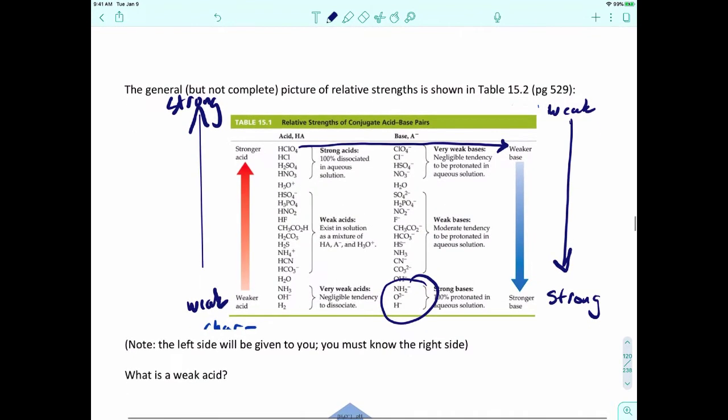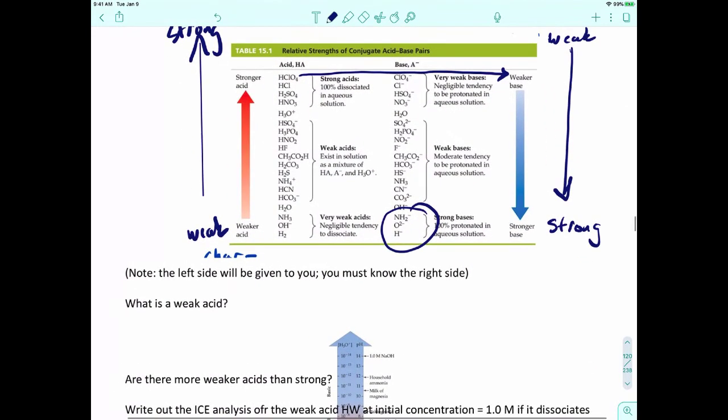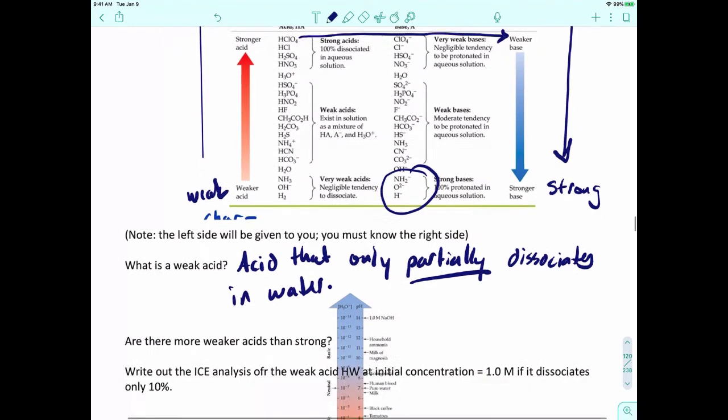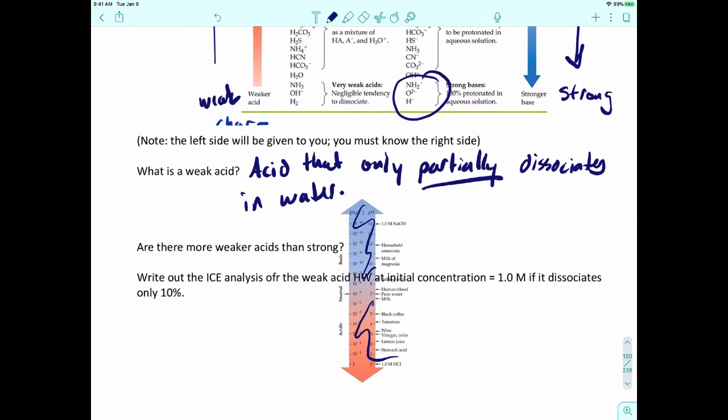Okay, so this is a chart that I am going to give you on exams, once we get to the written exam portion. Okay, now how do we define a weak acid? A weak acid is going to be an acid that only partially dissolves or dissociates in water. Okay, and somehow all the images in this chapter got goofy, so ignore the pH one right here. We'll talk about that in a little bit.